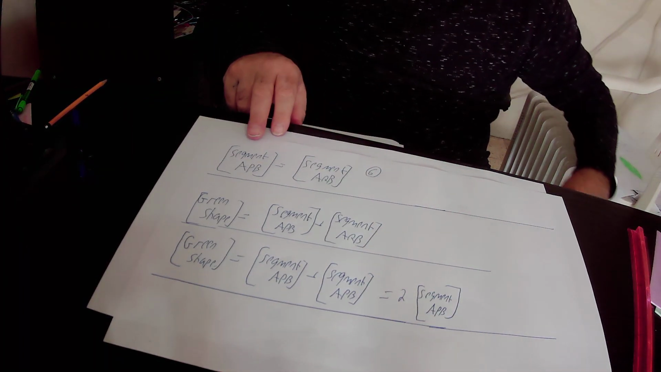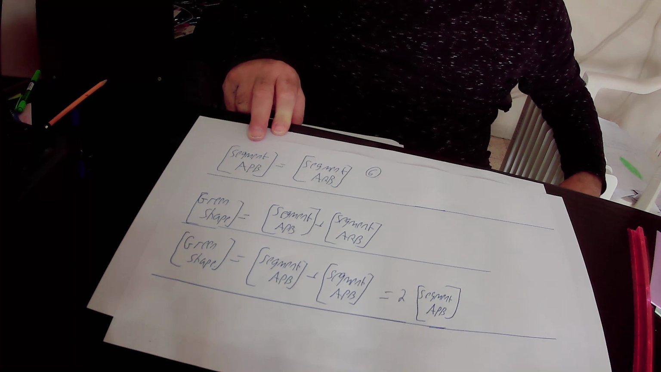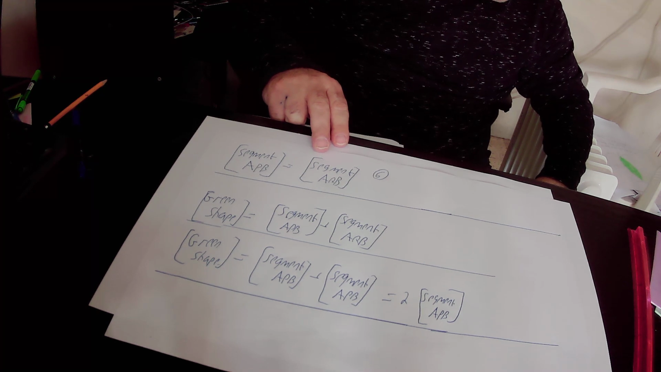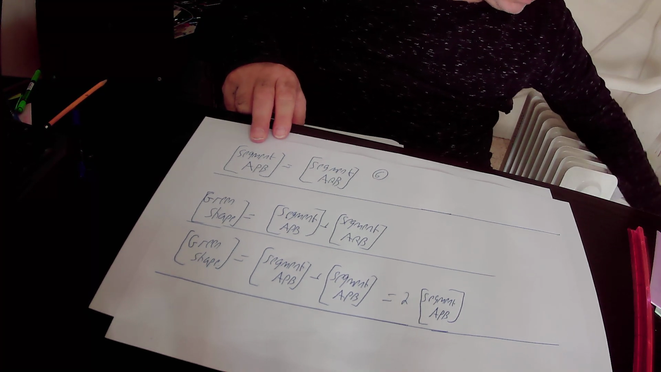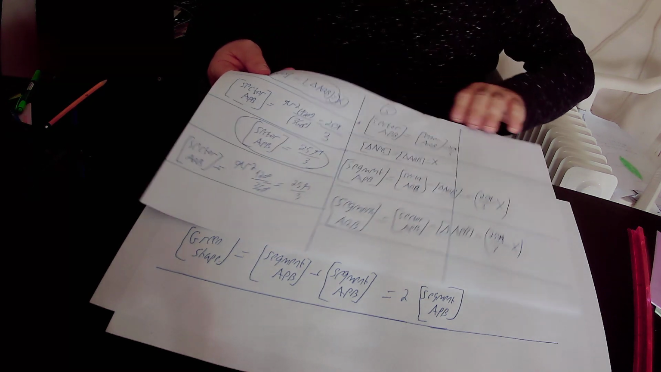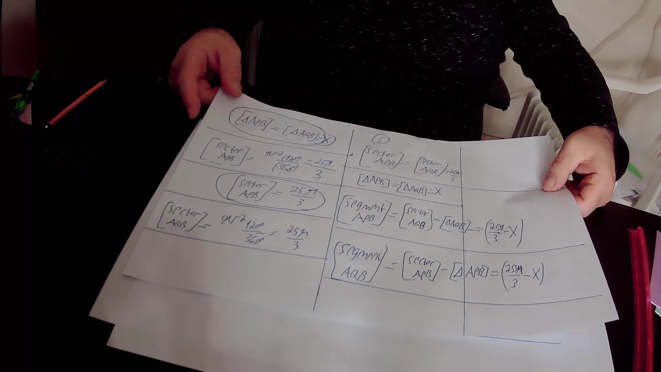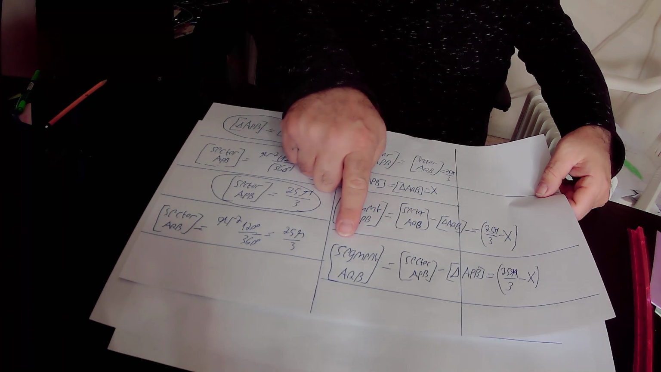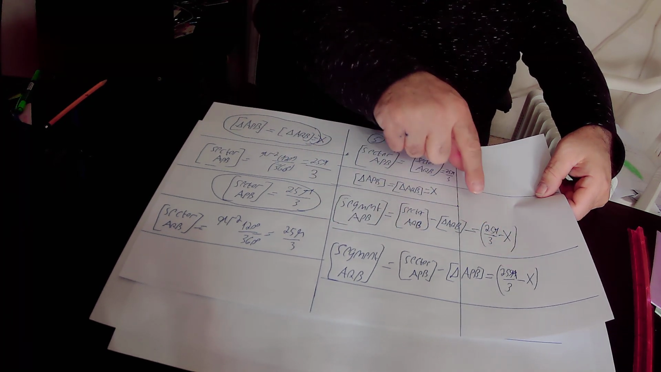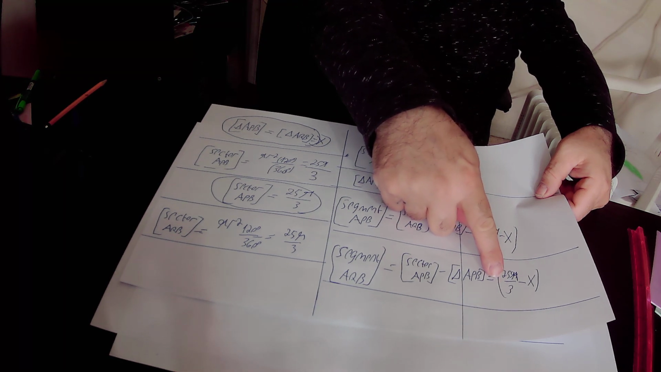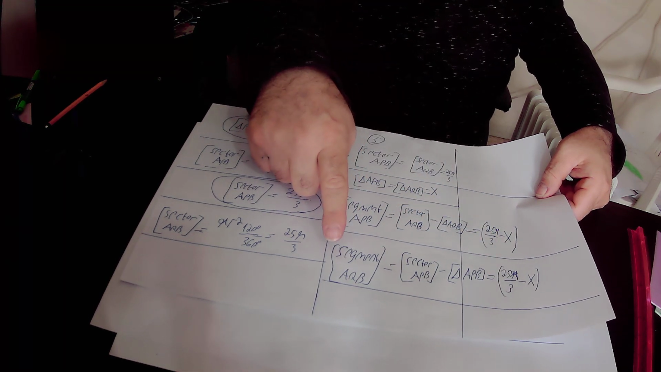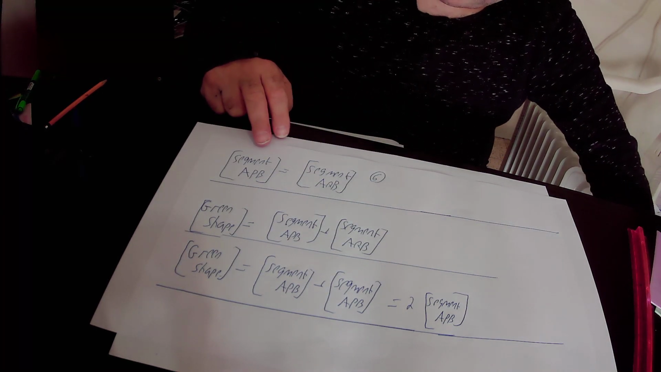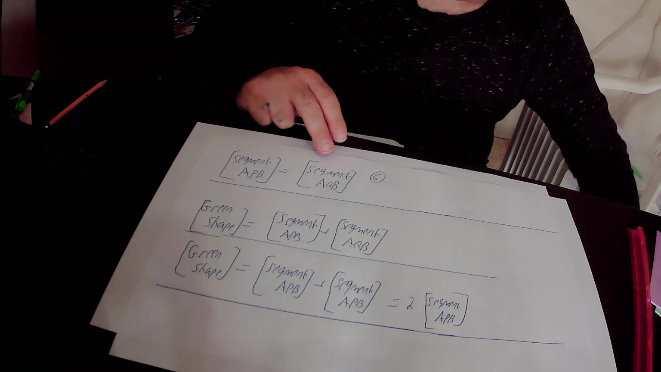We found out that the area of sector APB is equal to the area of segment APB. Here we found out that the area of segment APB is equal to the area of segment AQB. Those two expressions are equal to each other, therefore those two segments are also equal to each other.